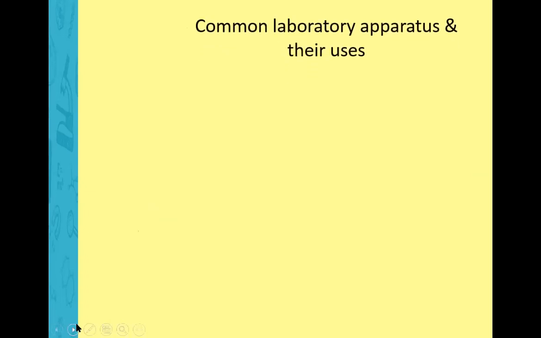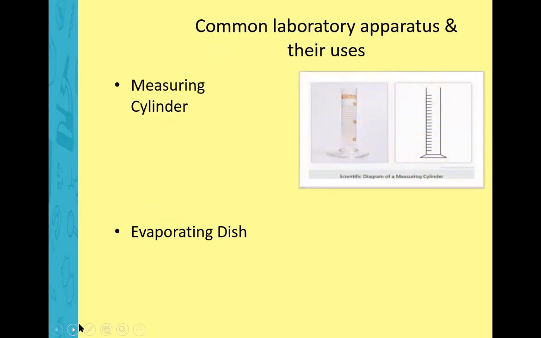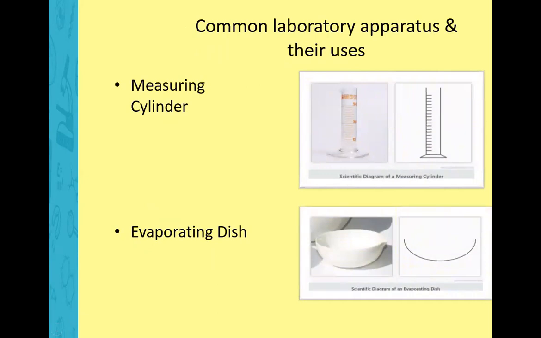Next we can see the measuring cylinder. Here on the screen you can see the diagram of the measuring cylinder and the diagram of an evaporating dish. So what is the purpose of the measuring cylinder? It is used for measuring a volume of liquid to an accuracy of 1 cm³.